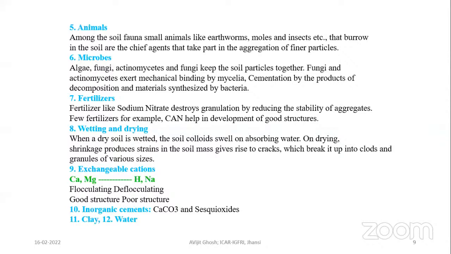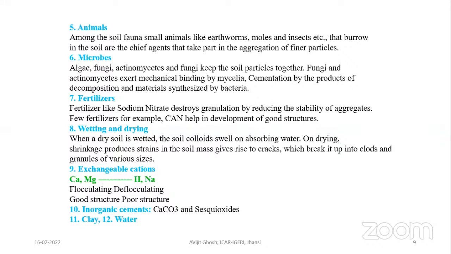Similarly, microbes also help in soil structure formation by releasing organic acids and gelatinous particles. Fungi and actinomycetes exert mechanical binding by their mycelia and hyphae, which bind soil particles and stabilize soil structure.